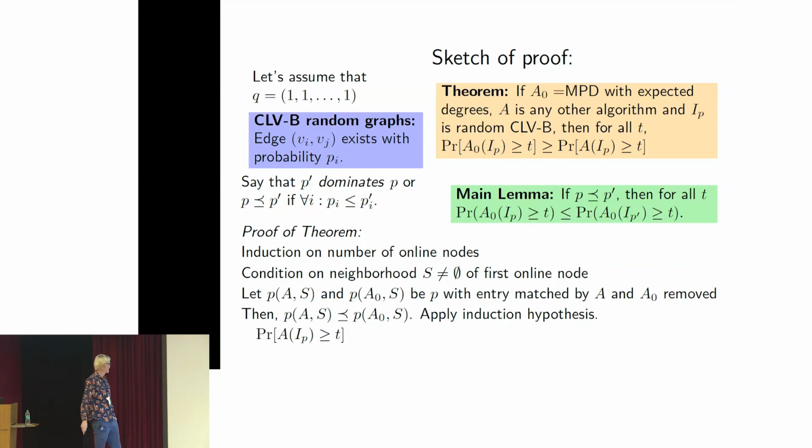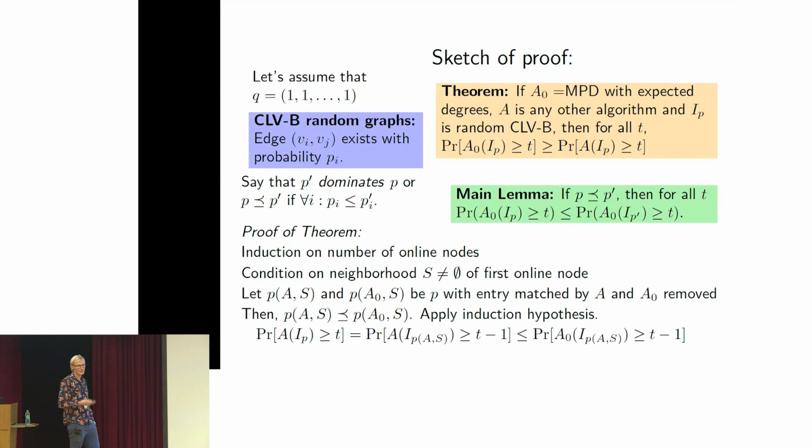So the probability that A is at least T is the probability that on the reduced instance, A is at least T minus 1. But now we have M minus 1 remaining online nodes, so now we can apply the induction hypothesis. And secondly, in the next step, we can apply this main lemma on the dominance. So P of A comma S is dominated by P of A naught comma S.